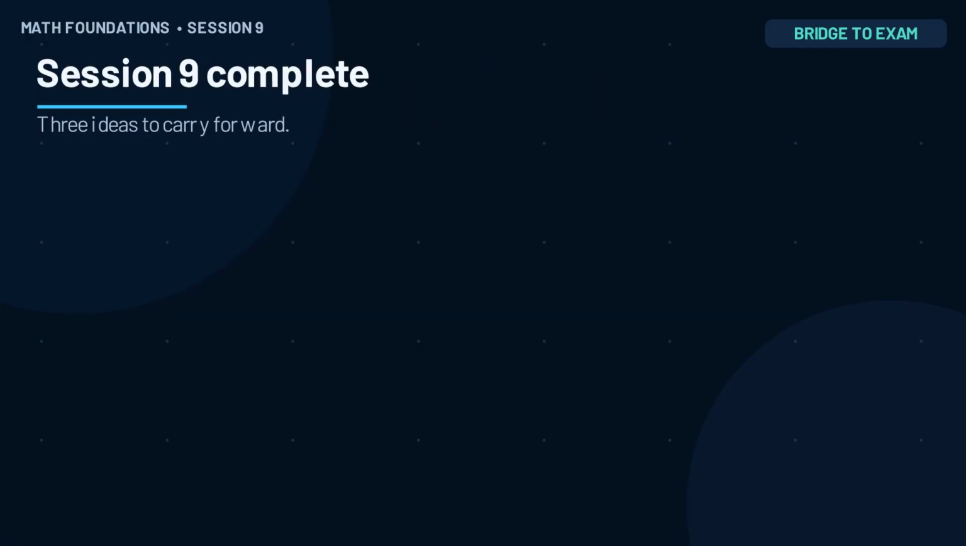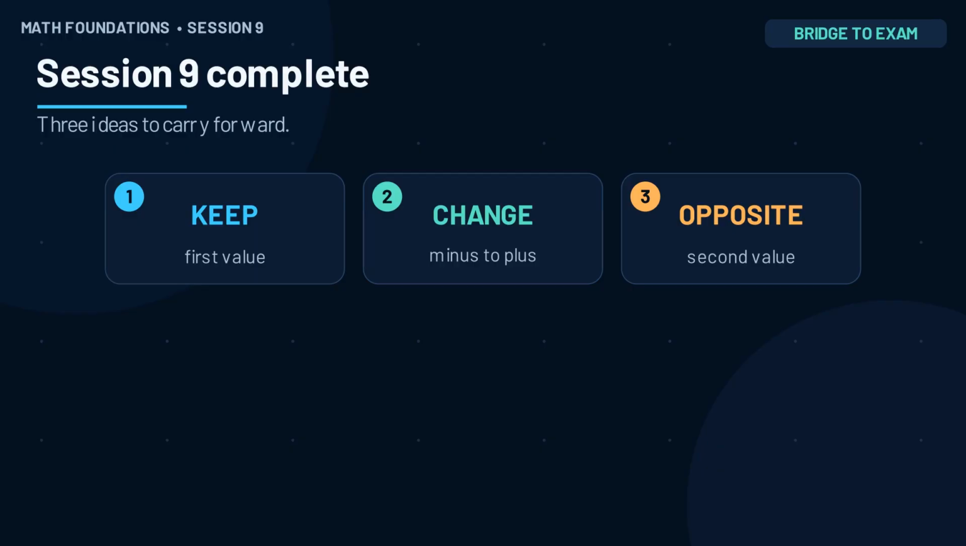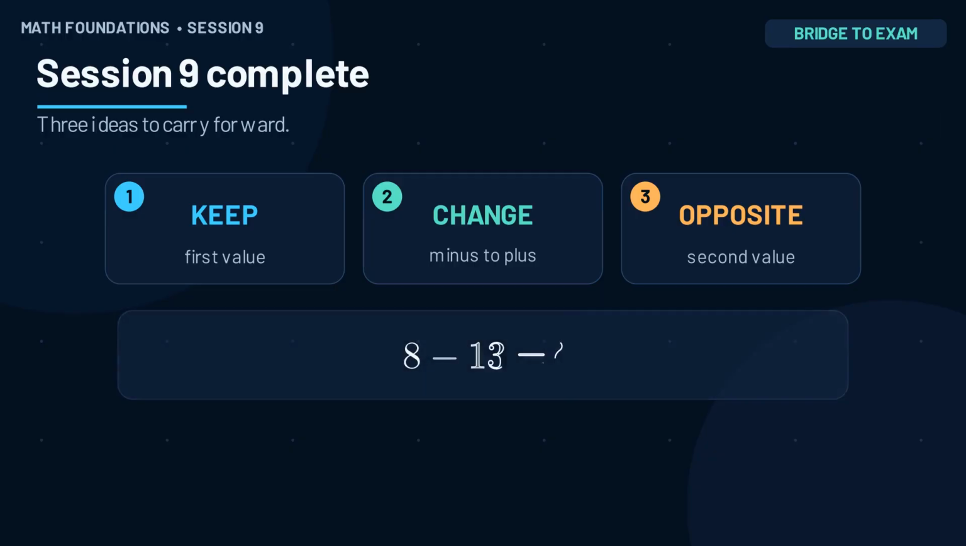Let us recap. Keep the first value, change subtraction to addition, and take the opposite of the second value. Then apply the correct addition rule. For a quick check, 8 minus 13 becomes 8 plus negative 13. The magnitudes differ by 5, and 13 is negative, so the answer is negative 5.